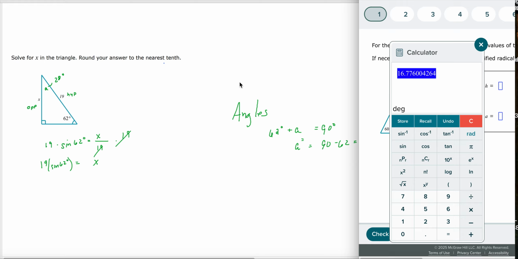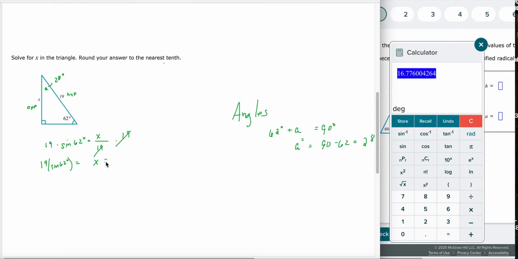And then we're told to round to the nearest tenth. Rounding to the nearest tenth, I'll look 2 places past the decimal point. Since the hundredths place is a 7, I'll round that 7 to an 8. So x is equal to 16.8. And so that would be the x.